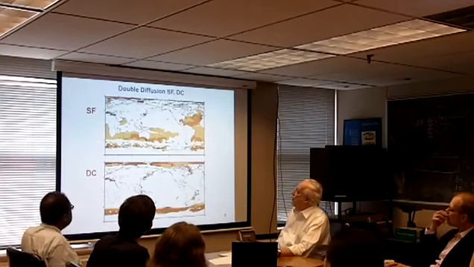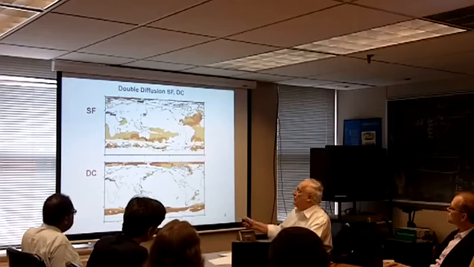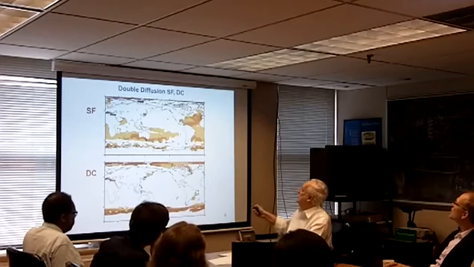This is a map of where salt fingers and diffusive convection may occur in the ocean. So for example, salt fingers occur here, they occur here.